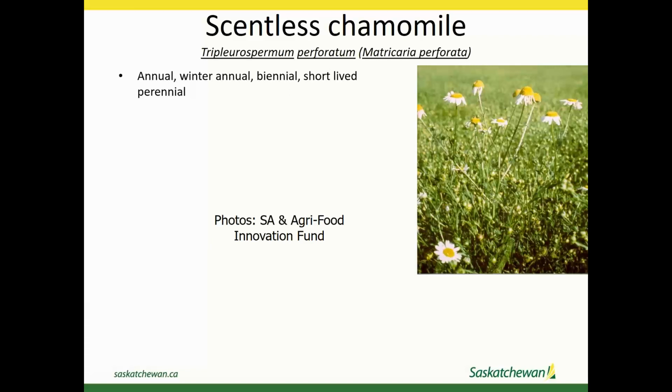Scentless Chamomile is an annual, winter annual, biennial, or short-lived perennial plant. Essentially a short-lived perennial, again, is a biennial plant that happens to survive for another year. So the perennial plants are not entirely common. Most common is to be a winter annual or biennial plant. It reproduces only by seed and can produce up to 1 million seeds per very large plant, or 1 million seeds per square meter of infested area.